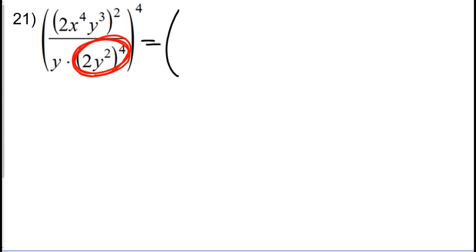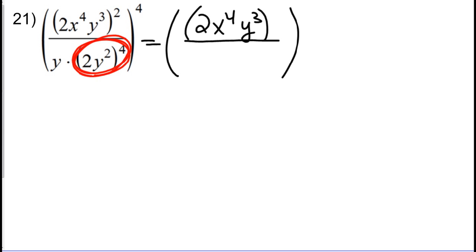So real quick, I'm just going to make a big set of parentheses, a fraction bar, my set of parentheses in here, and it'll be 2x to the fourth y to the third squared, and that whole thing is going to be up to the fourth power. I got a y out front, and then the only thing I'm going to do is make sure that this 4, and again, we don't call it distribution because that's not actually what it is. It's power to a power.